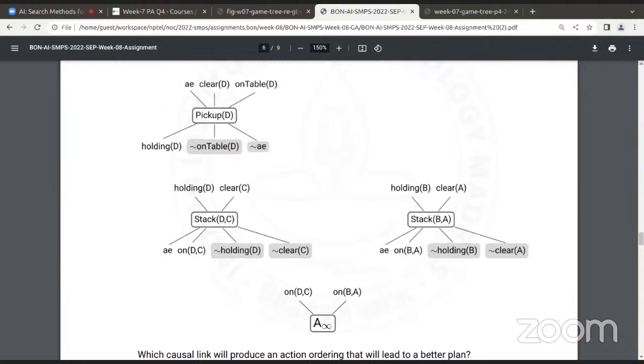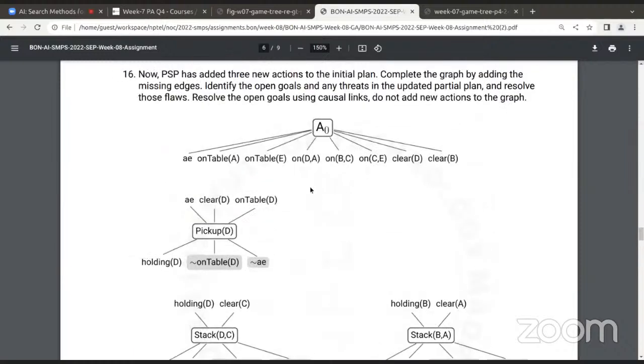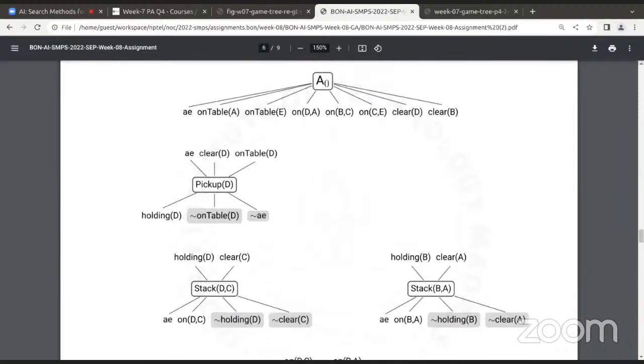Okay, so in this case, PSP produces the optimal plan. In the optimal plan, you see that is A infinity, stack DC comes before A infinity, and pickup D comes before stack DC. And now this pickup D cannot be immediately after A naught, because in the optimal plan there is one more pickup D that's supposed to happen. So that's where I got confused right in the beginning, why pickup D is not happening. Okay, you got the point.